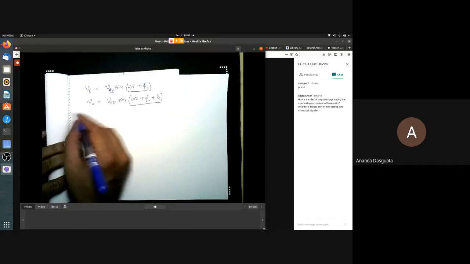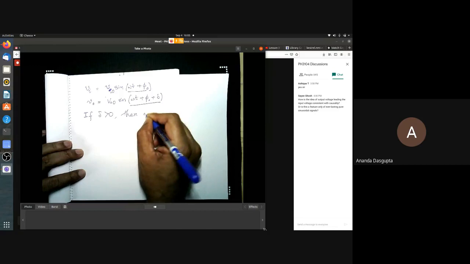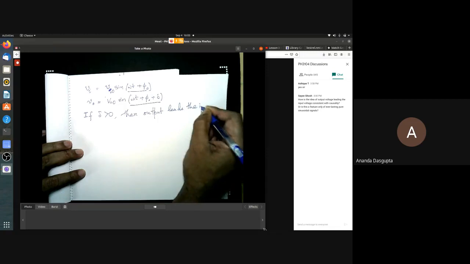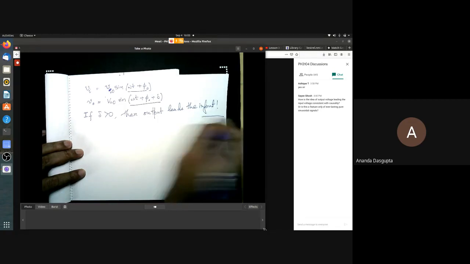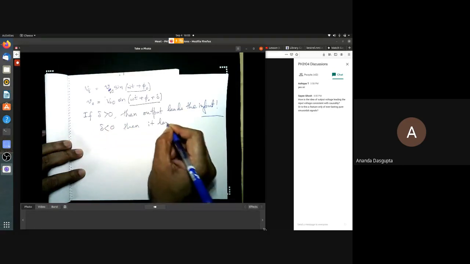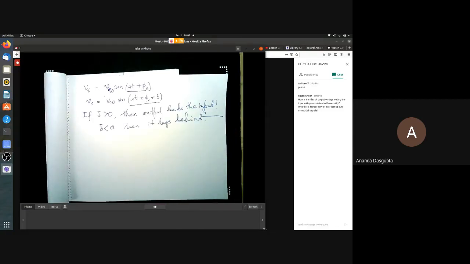Now, the idea is if delta is positive, then output leads the input. And if delta is negative, then it lags behind. Of course, what does it mean when you say output leads the input? This is something which, frankly, I found people not being able to explain very well when asked directly in a Viva, for example. Mathematically, it's fine, but what does it really mean when you say output leads the input?